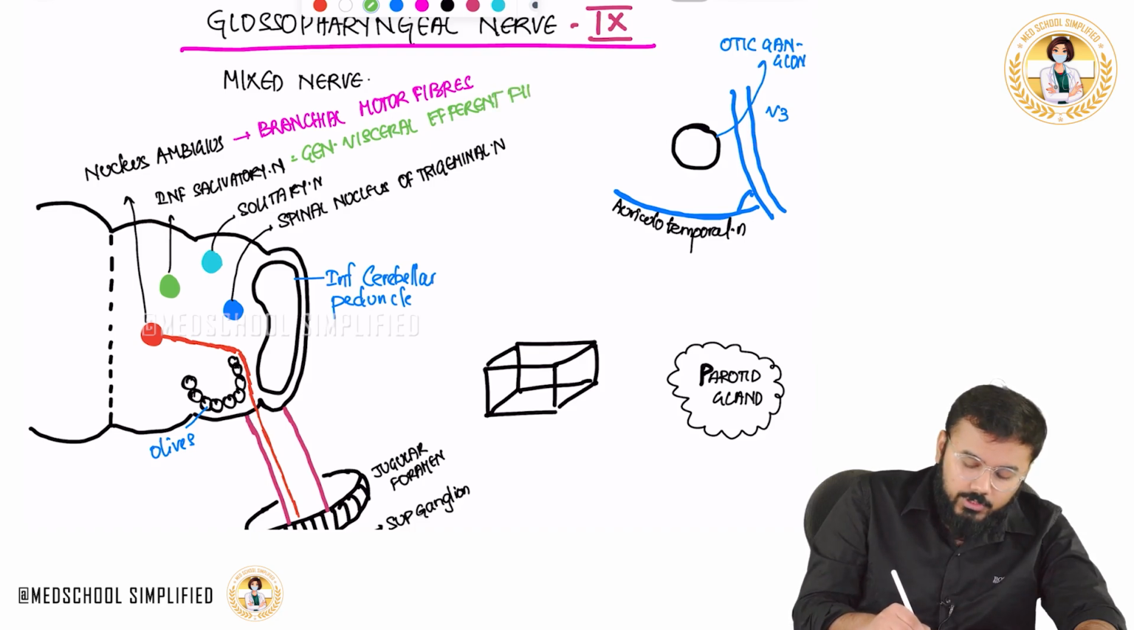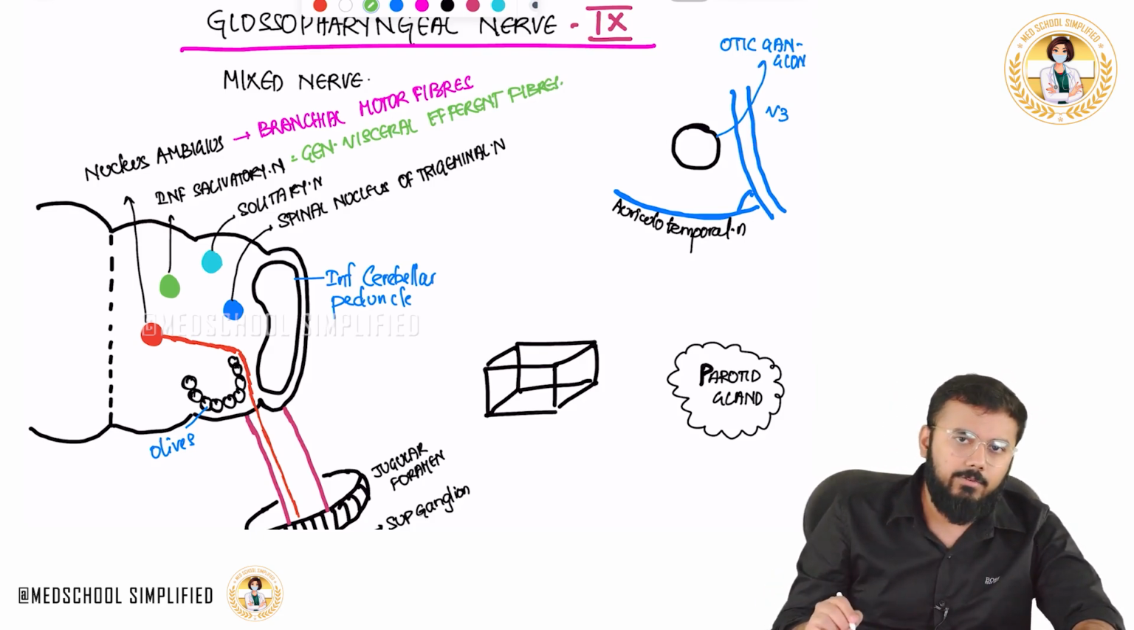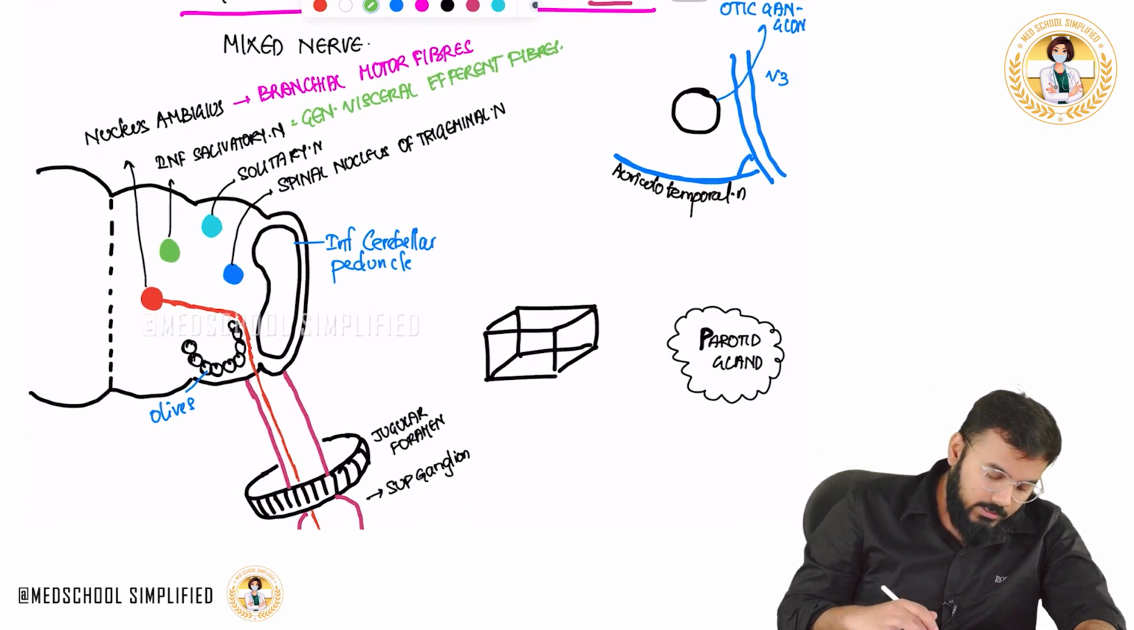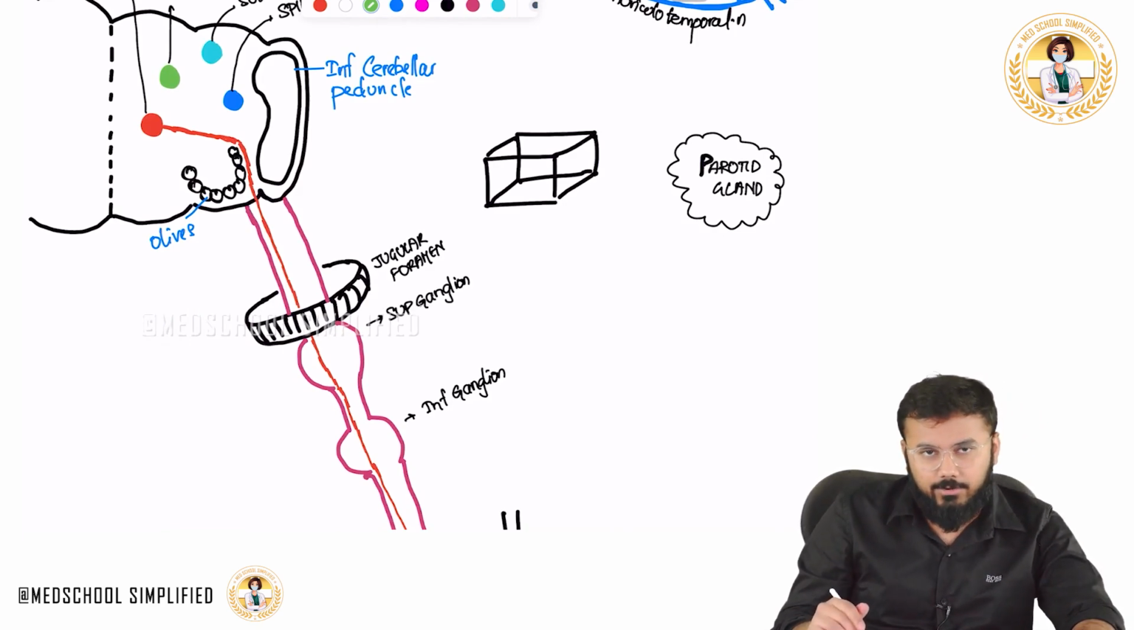Efferent are those which are exiting out. Afferent are those which are entering inside, right? So what is the course of these fibers? So these fibers, the general visceral efferent fibers, they start from the inferior salivatory nucleus.